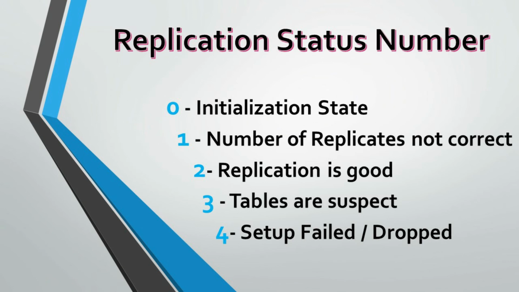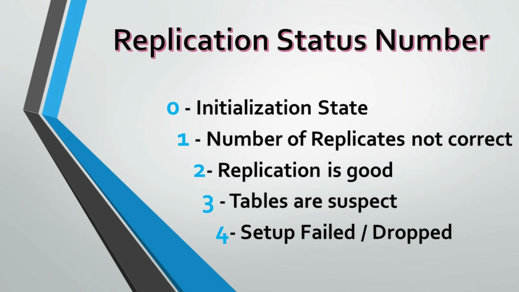So there are five values: value 0, value 1, value 2, value 3, and 4. You have checked, like in our three modes, in all the status the value was 2, that means replication is in good state. If the value is showing 0, that means it is in initialization state. If your value is 1, that means number of replicates not correct. If it is showing 2, that means replication is good.